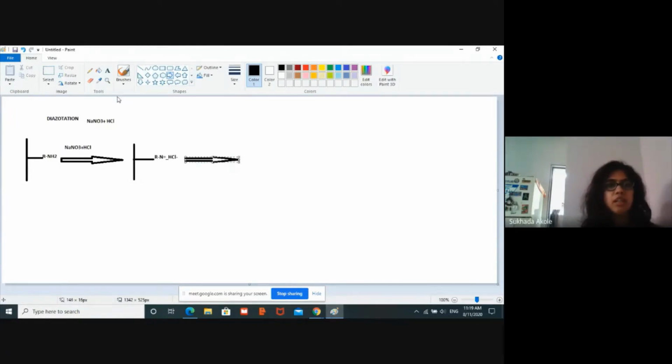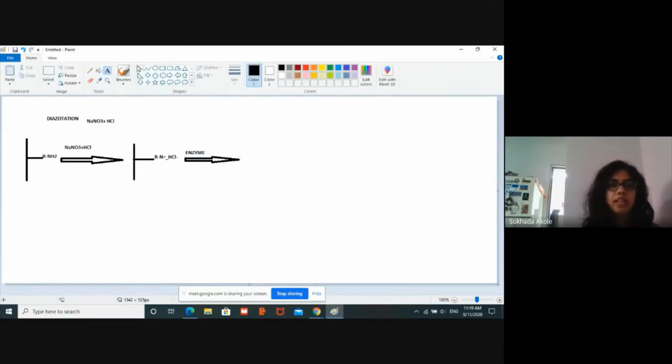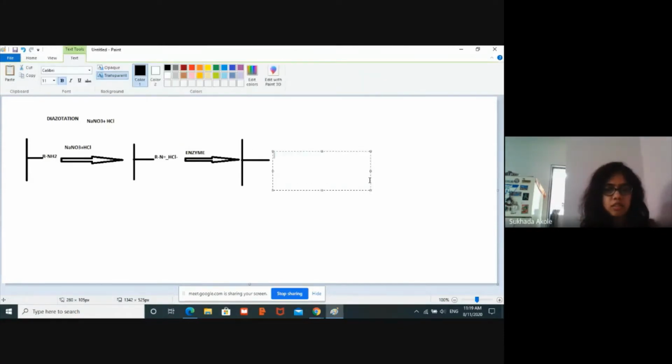Okay, so this is my enzyme here. Enzyme. So what I get is an attachment of the inert material to the enzyme using my amine group. So what do I have? Now I will have R, N, double bond N, single bond enzyme.